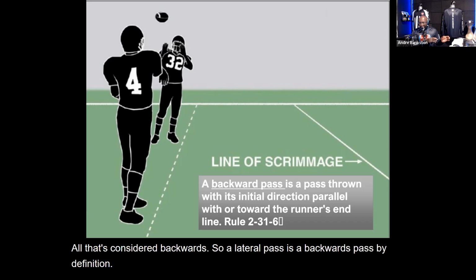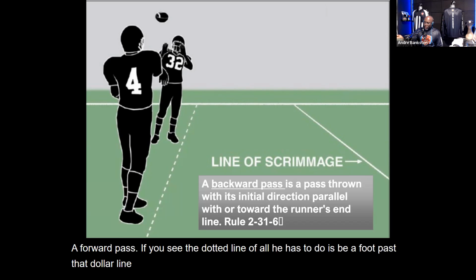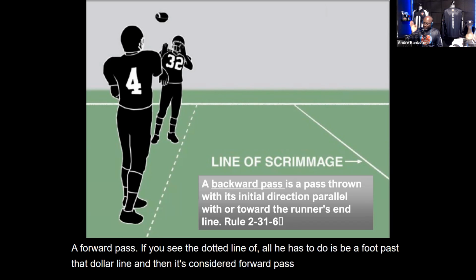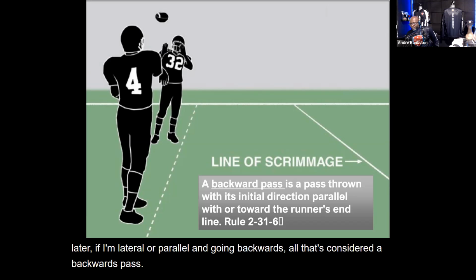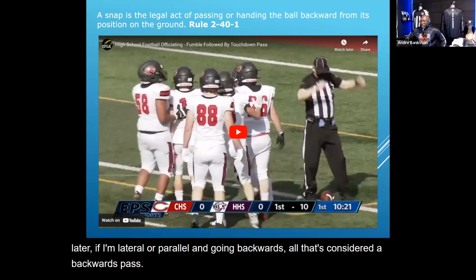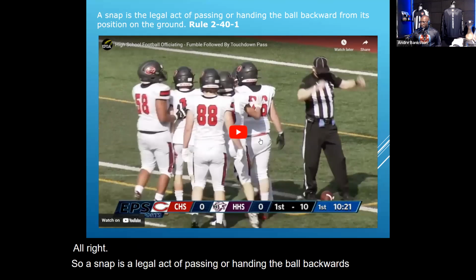A forward pass, if you see the dotted line, all he has to do is be a foot past that dotted line, and then it's considered a forward pass. But if I'm lateral or parallel and going backwards, all that's considered a backwards pass. All right. So a snap is a legal act of passing or handing the ball backwards from its position on the ground.